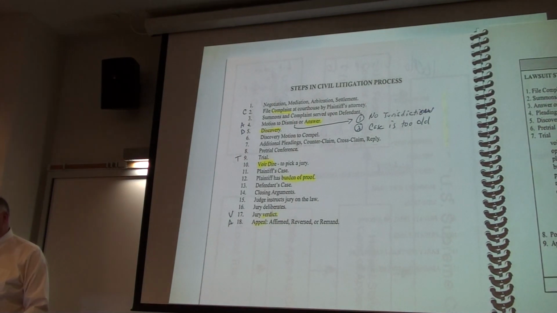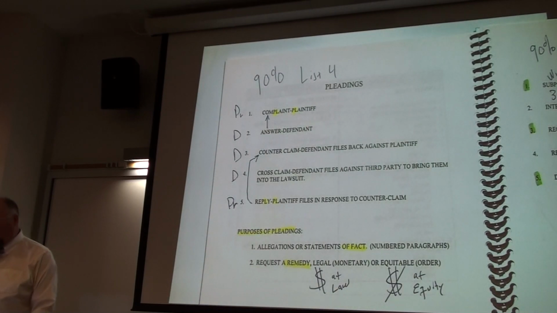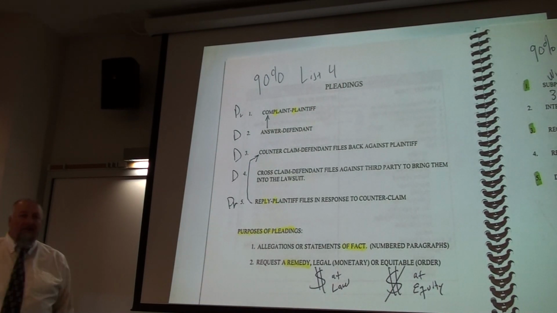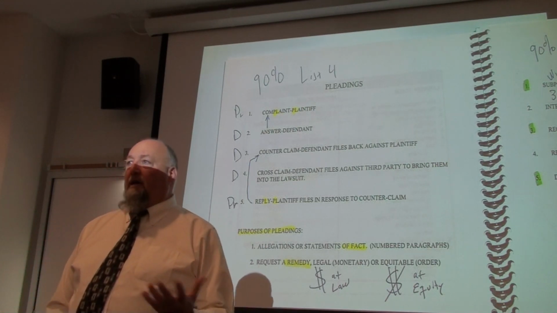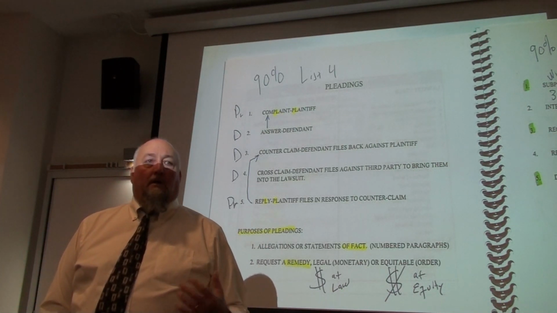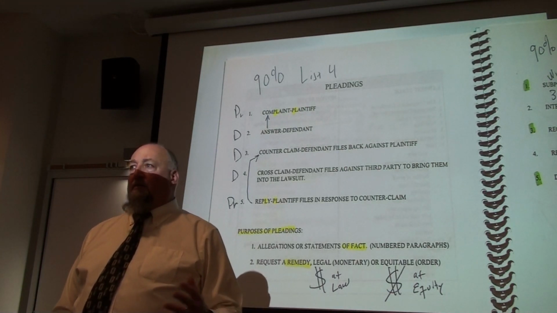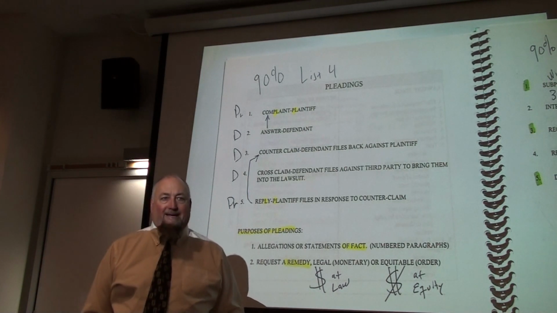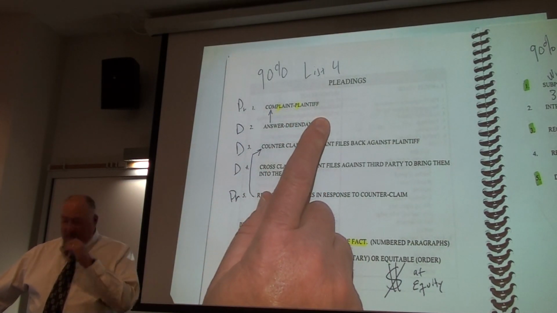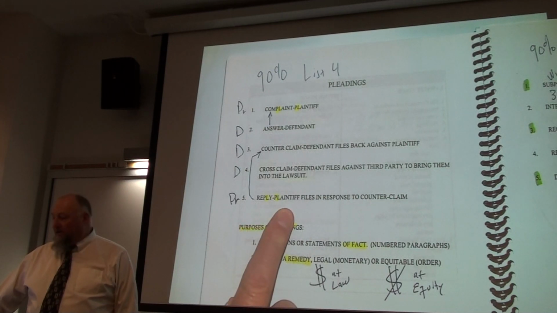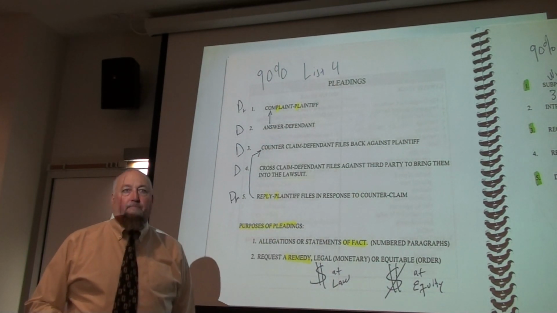Now, on to the fill in the blank questions. Page 28, we have pleadings. So fill in the blank question would be name 4 types of pleadings. I also want you to know which party in a lawsuit files a particular type of pleading. Complaint is by the plaintiff. Reply is by the plaintiff. The other 3 would be filed by the defendant.